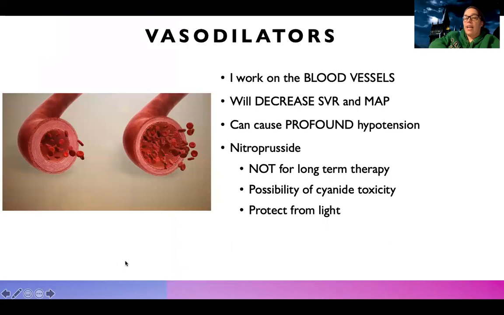There are also vasodilators, and these also work on the blood vessels. They do the opposite of what vasopressors do, and they dilate. They open. So if I have too much resistance, too much pressure in my blood vessels, these help to open and relax them. This is going to decrease my SVR, so there's less resistance, but it's also going to decrease my MAP. It can cause profound hypotension. Nitroglycerin can be used sometimes, but most often, if I really need a good vasodilator, I'm going to use nitroprusside.